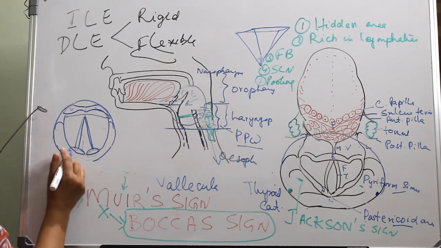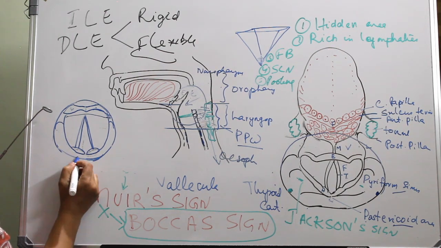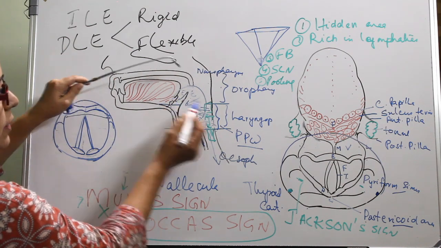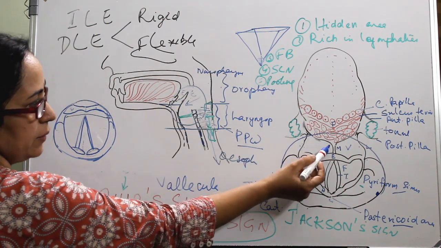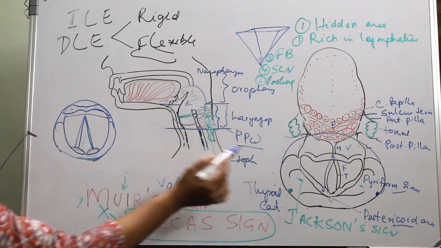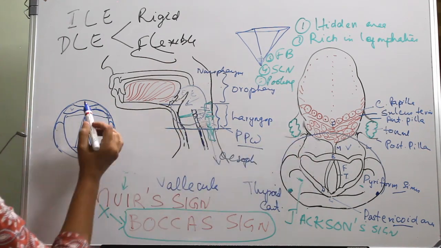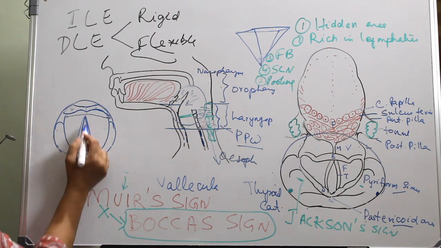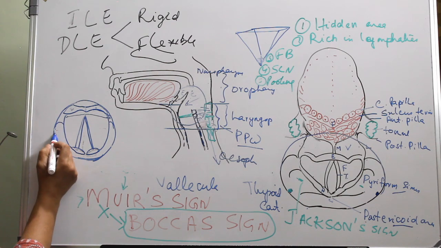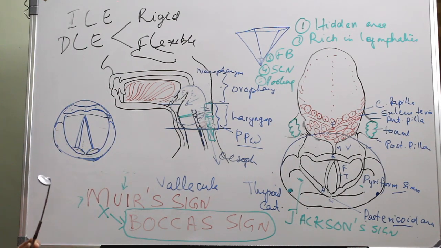You will not see the postcricoid area. Okay, this postcricoid area you cannot see by this. So you will see the base of tongue, median and lateral glossoepiglottic folds, vallecula, the lingual surface of epiglottis. You will see the false cord, the true cord, arytenoid, aryepiglottic fold, and also the vallecula on both sides.